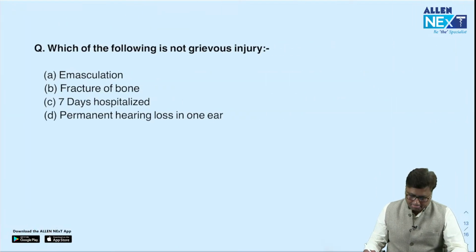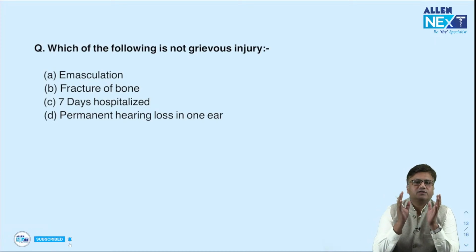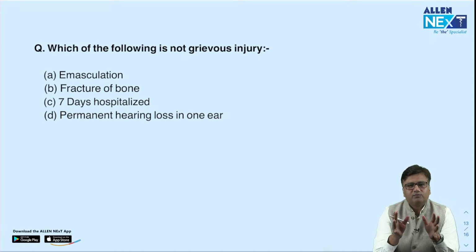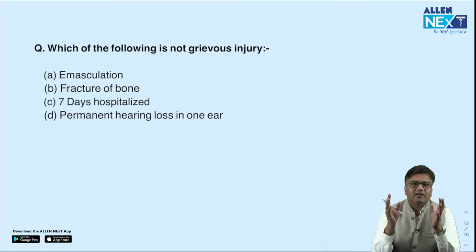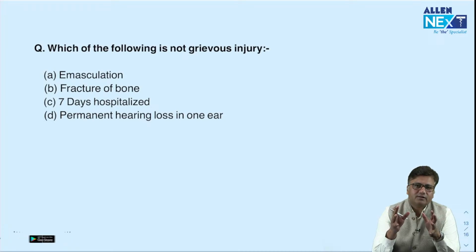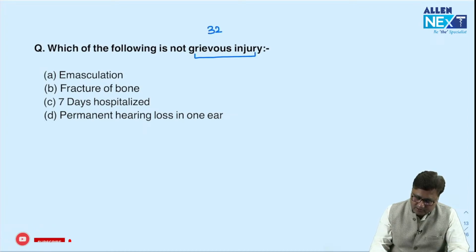Next question. Which of the following is not a grievous injury? Okay, again a question which is definitely from the domain of forensic medicine. There is no overlapping here. A very direct kind of question. They have directly asked you, what do you know about grievous injury? The thing to remember is grievous injury or grievous hurt is given in section 320 IPC.